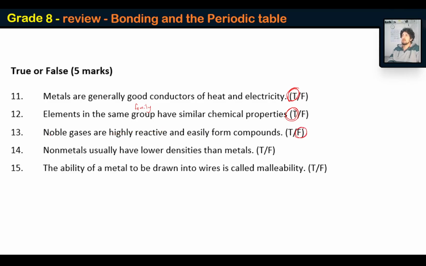So if I have to replace this word with another word, not noble gases, I could replace that with alkali metals. Okay? Or I could replace it with halogens even. But I'm just going to choose to replace it with alkali metals. Alkali metals are highly reactive and easily form compounds. That's now better. Nonmetals usually have lower densities than metals. That is also true. Nonmetals usually do have lower densities than metals. In fact, many of them are gaseous. The ability of a metal to be drawn into wires is called malleability. No, not quite, although they are related, it's called ductility. So it's not malleability, it's actually being ductile.